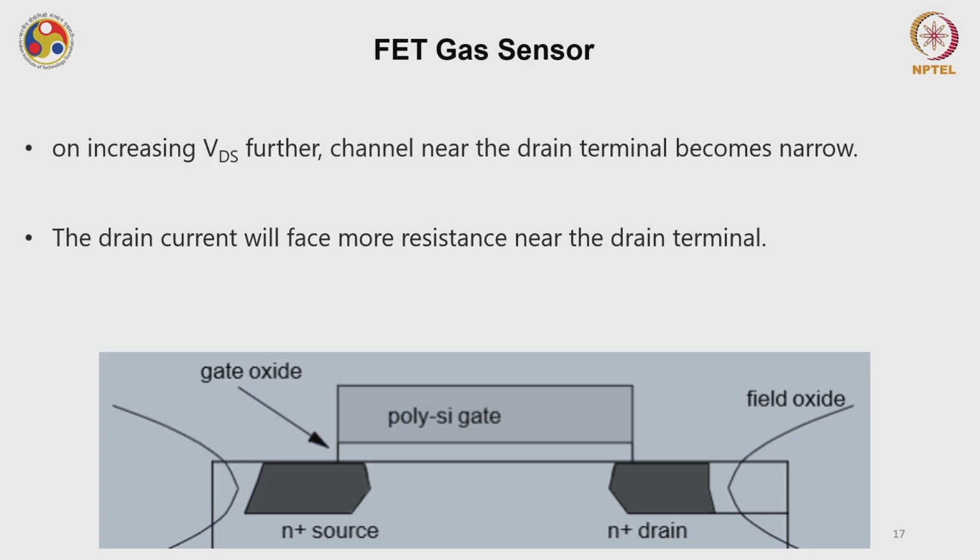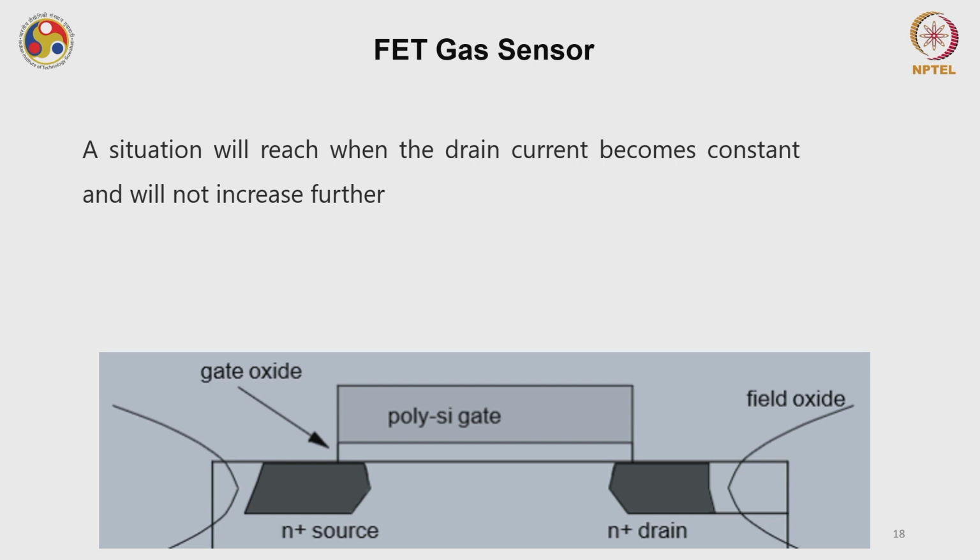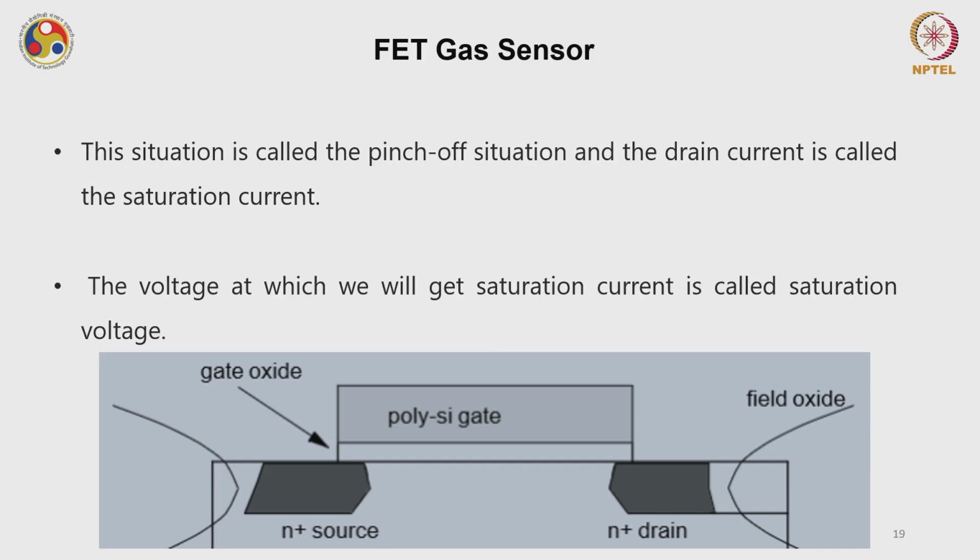Okay. So, on increasing this VDS further, the channel near the drain terminal becomes narrow. So, earlier the channel was like this, now the channel has become like this. The drain current will face more resistance near the drain terminal. Now, a situation will be reached when the drain current becomes constant and will not increase further. So, even if you are increasing the drain voltage, the current is not increasing.